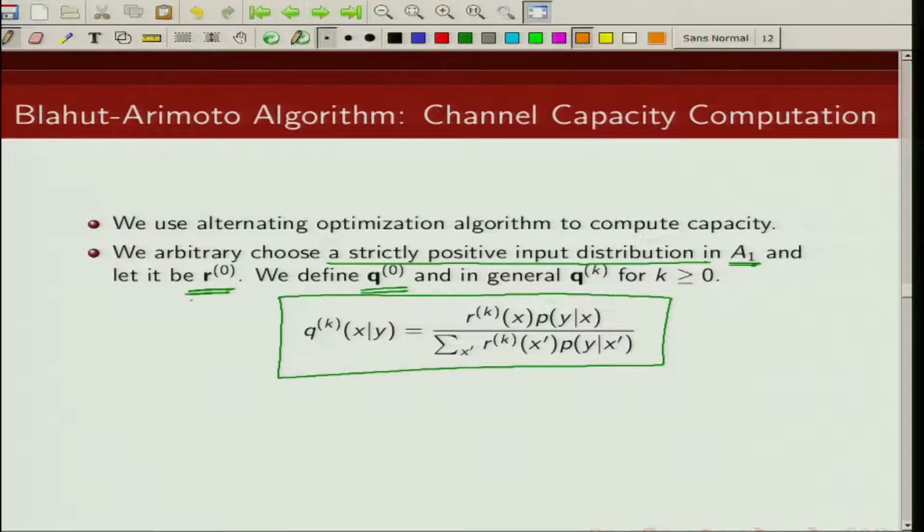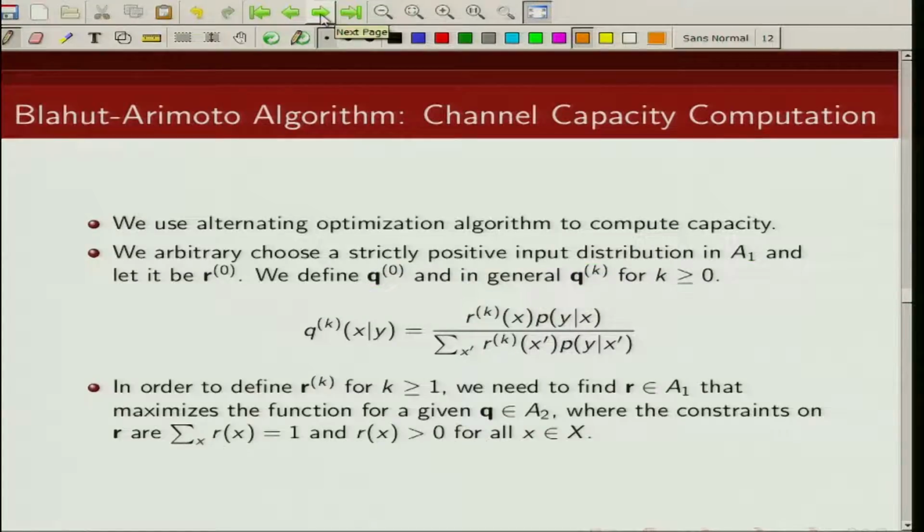So that's why we start off with some initial arbitrary input distribution, which is strictly positive, R0, and then we have to find Q0. For that we are going to use this. Now once you know Q0, you need to find R1. And how do we find R1? Or in general, for any k greater than or equal to 1, we need to find R at time k.